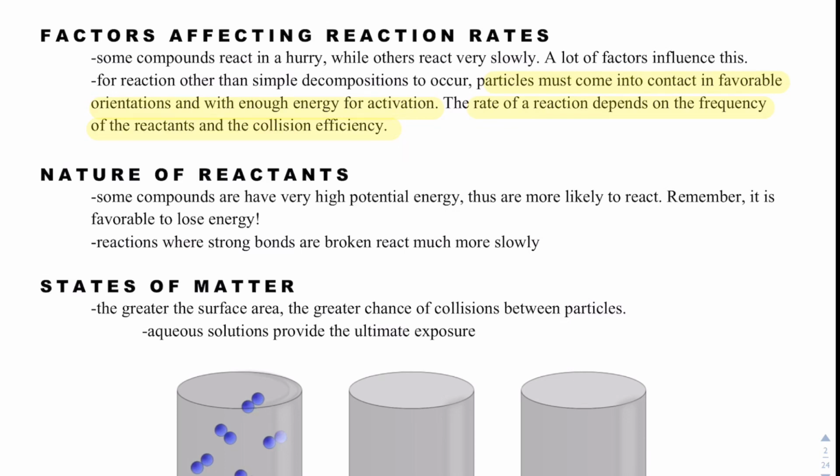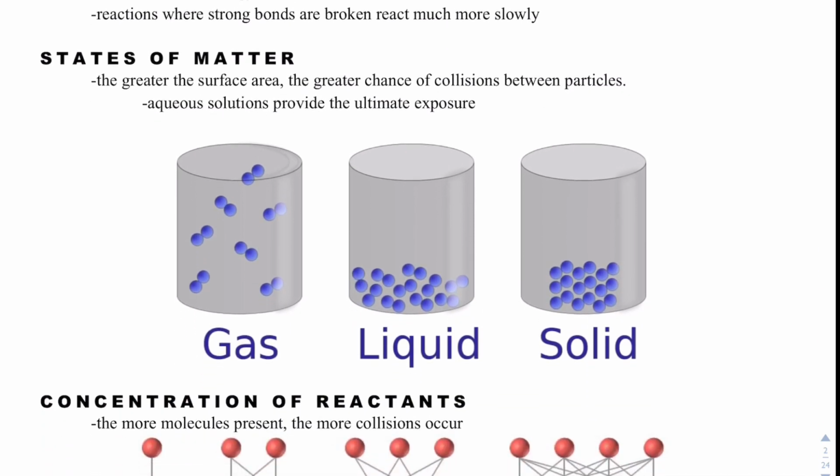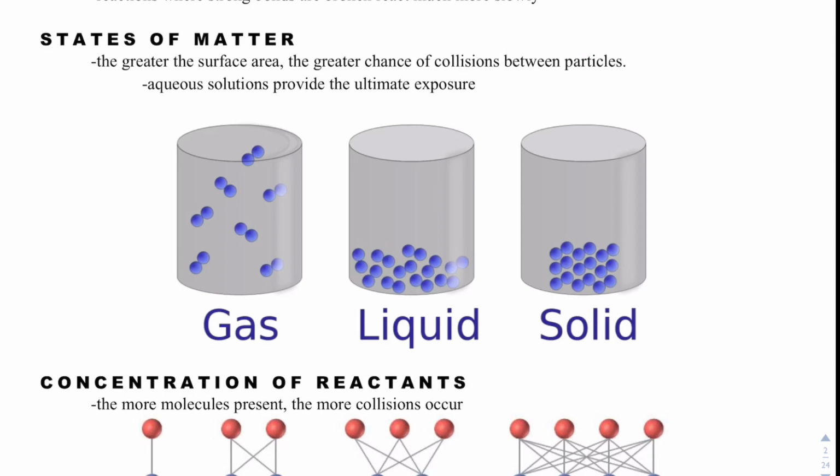So if I think about a state of matter, the surface area of something like a solid and liquid is a lot, and so liquids and solids are a little bit easier to get to react, whereas gases have a lot of empty space between the particles. And so because our particles have to come into contact with each other, gases actually are kind of difficult to get to react because they're so far away from each other. And that's why liquids and solids are a little bit easier to react.